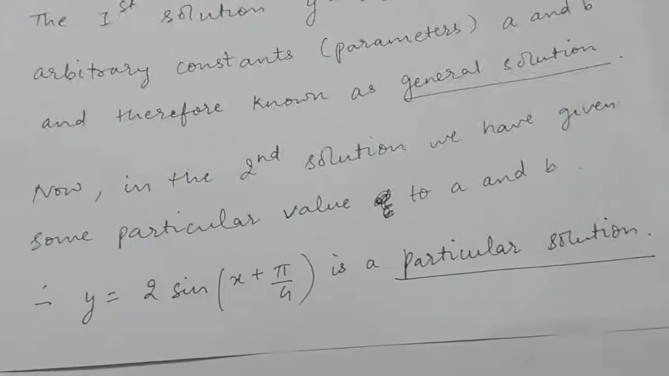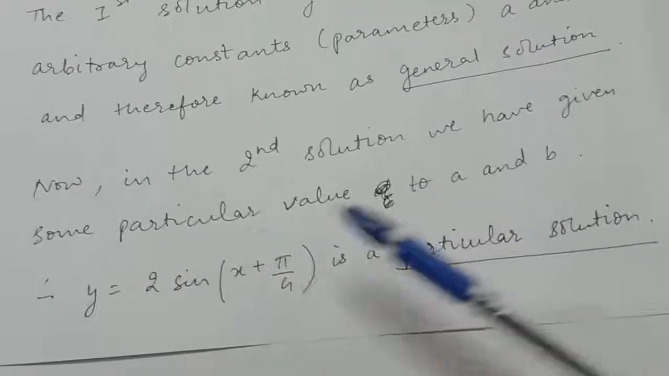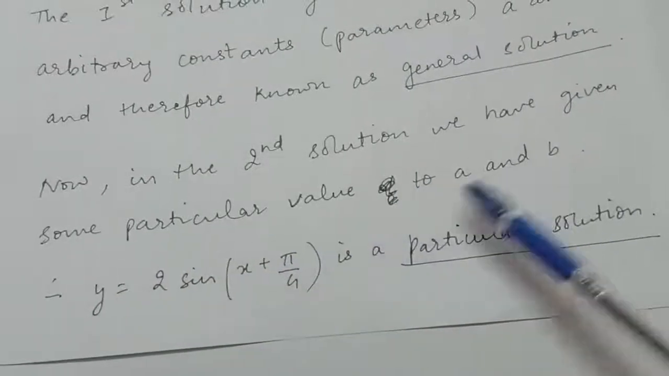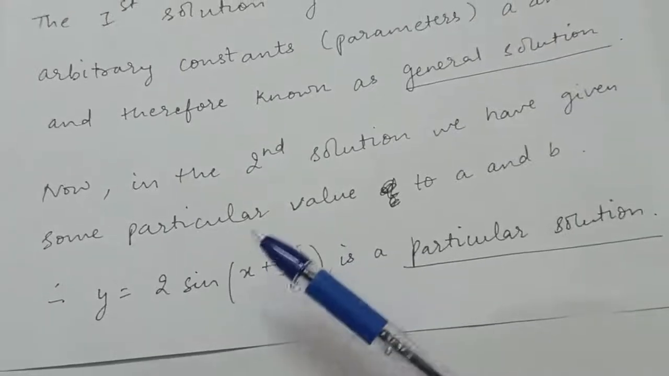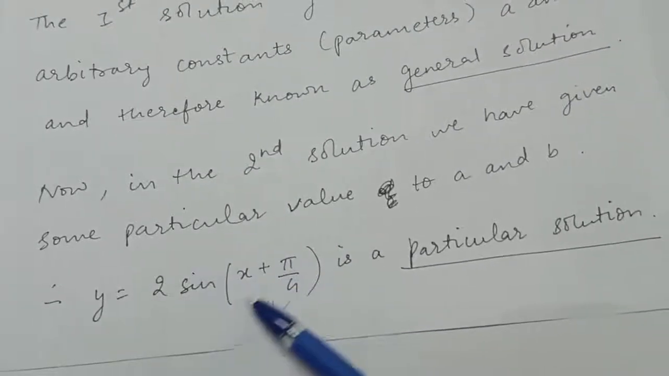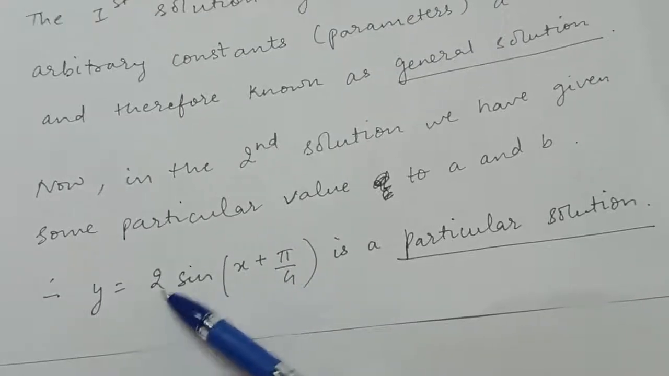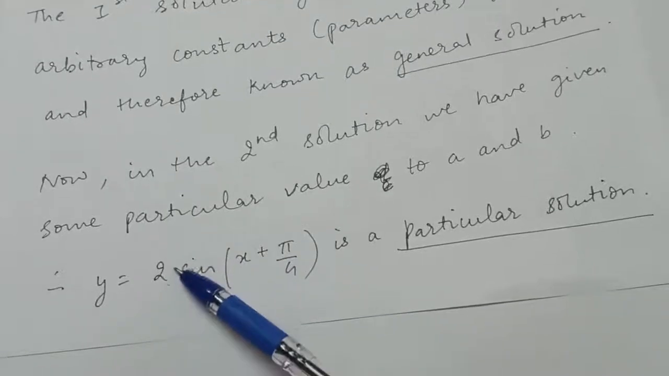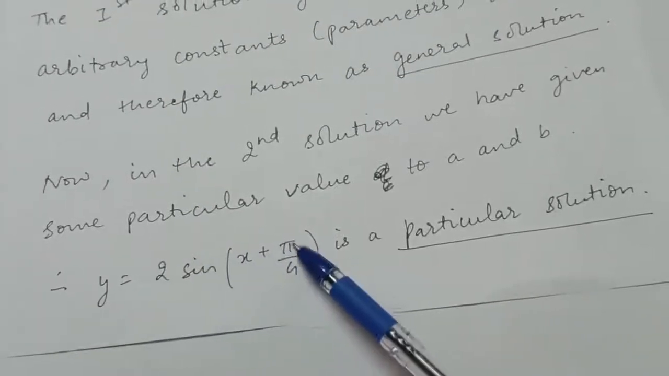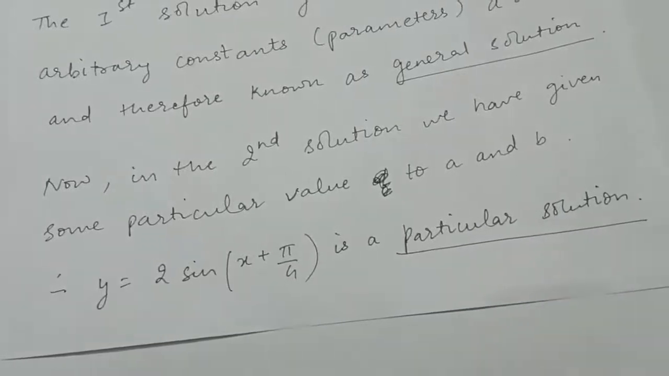Now in the second solution, we have given the particular values to a and b, a as equal to 2 and b as equal to pi by 4. So this function now includes no arbitrary constant, right? It includes constants but not arbitrary. These are fixed constants. It will remain 2 only, and this will be pi by 4 only, right? So it is a particular solution.